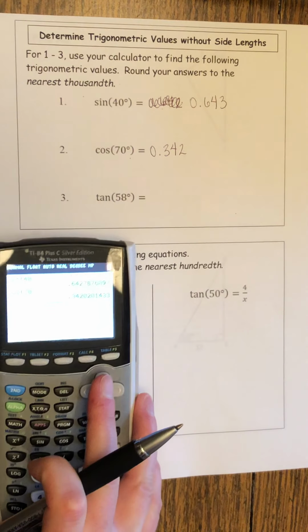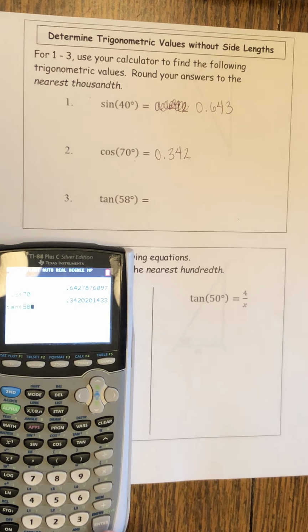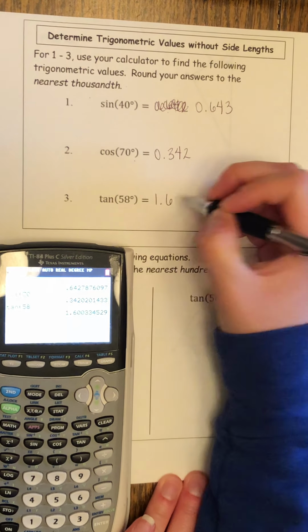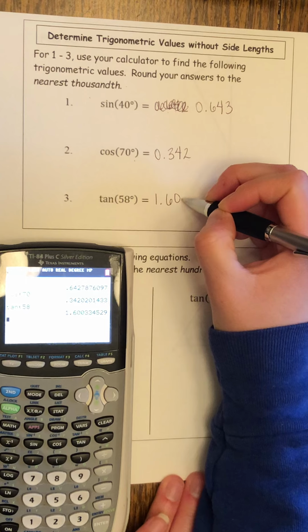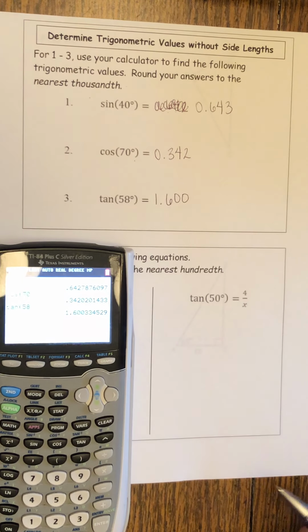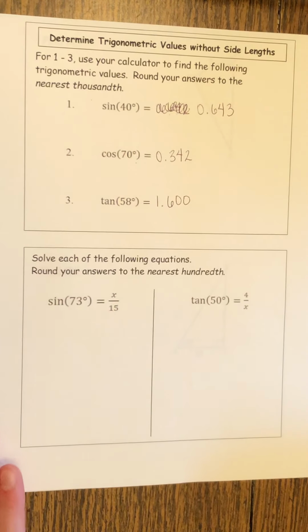And then lastly, we have the tangent of 58 degrees. I get 1.60, the next digit is a 0, the one after that is a 3, so that thousandth place will remain a 0. So again, the first couple problems are just getting comfortable with the calculator, locating those buttons.